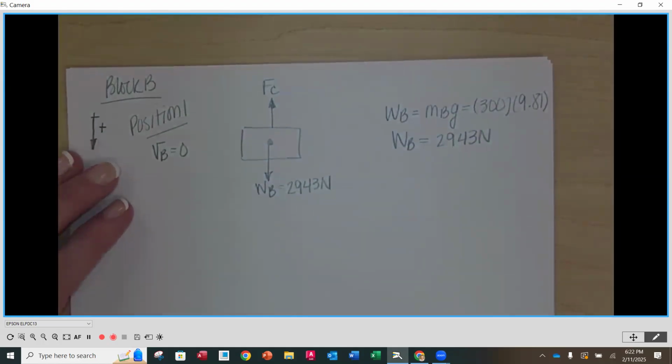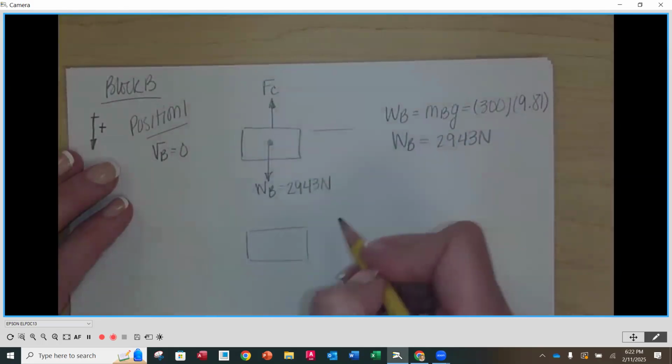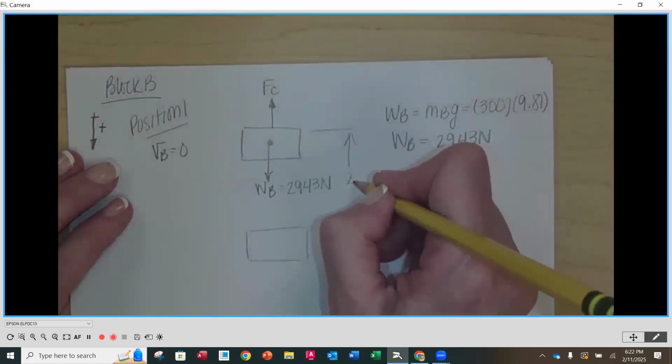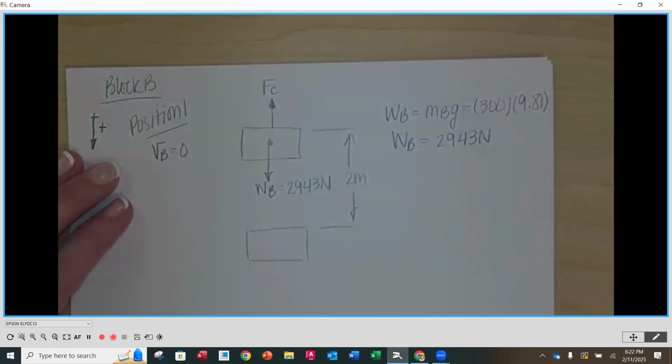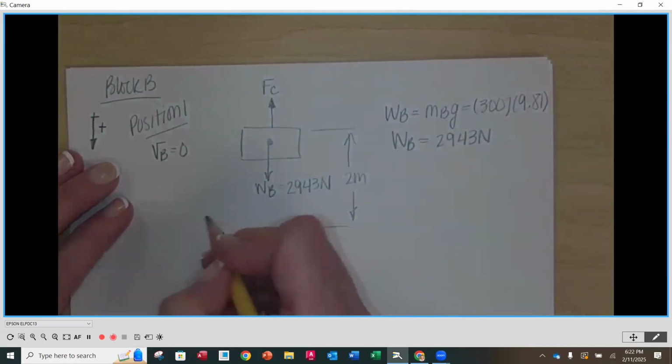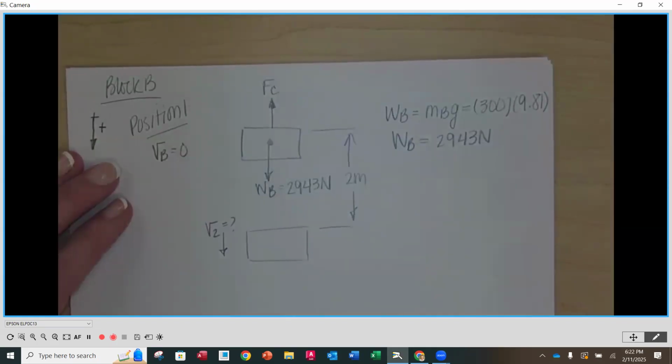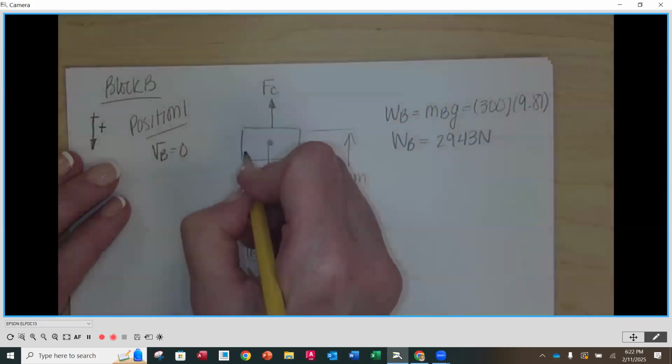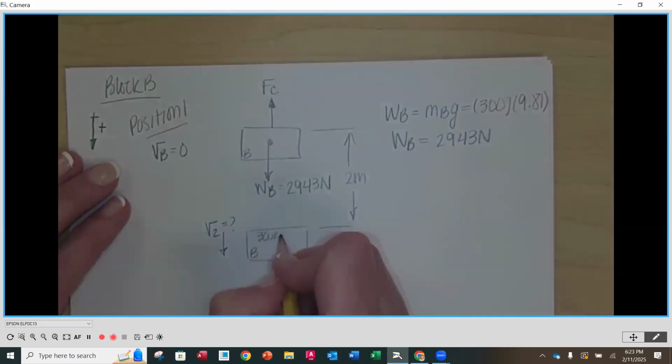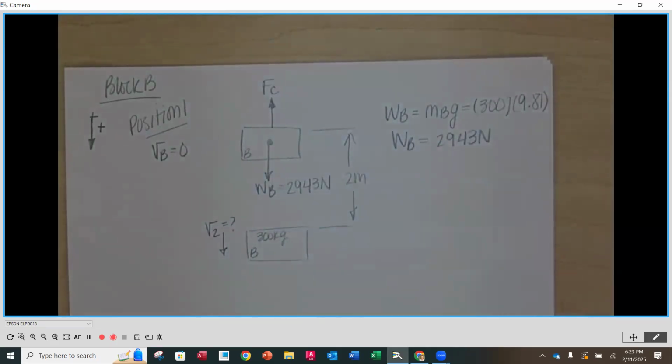Okay. And then the second position, let me show it down here. This is going to be 2 meters later, right? We want to know, what is that velocity 2? It's the same velocity as 4A because remember, these are connected by that cable. And this is going to be block B. I'm just going to put 300 kilograms.